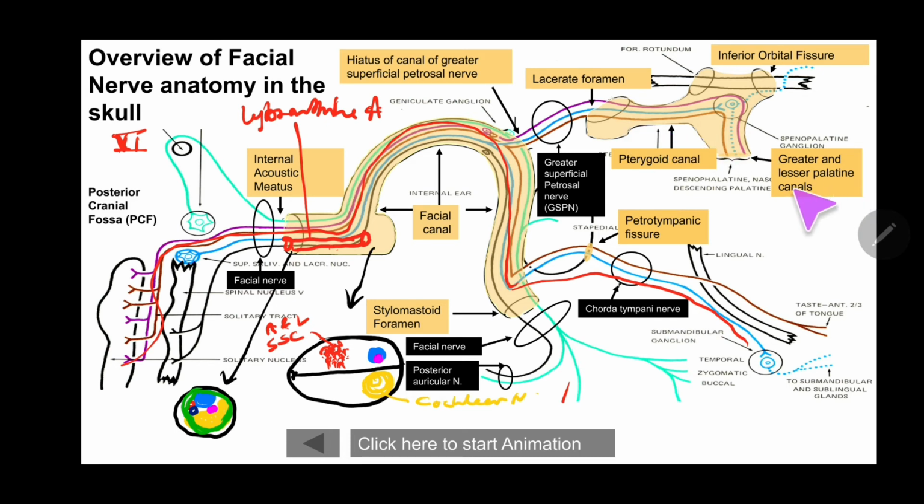I'm using this color. Yes. Fibers coming from the macula of the utricle and saccule. Remember, these fibers are from the macula of utricle and saccule. They're bringing in sensations of balance, right? Which balance? The static balance.